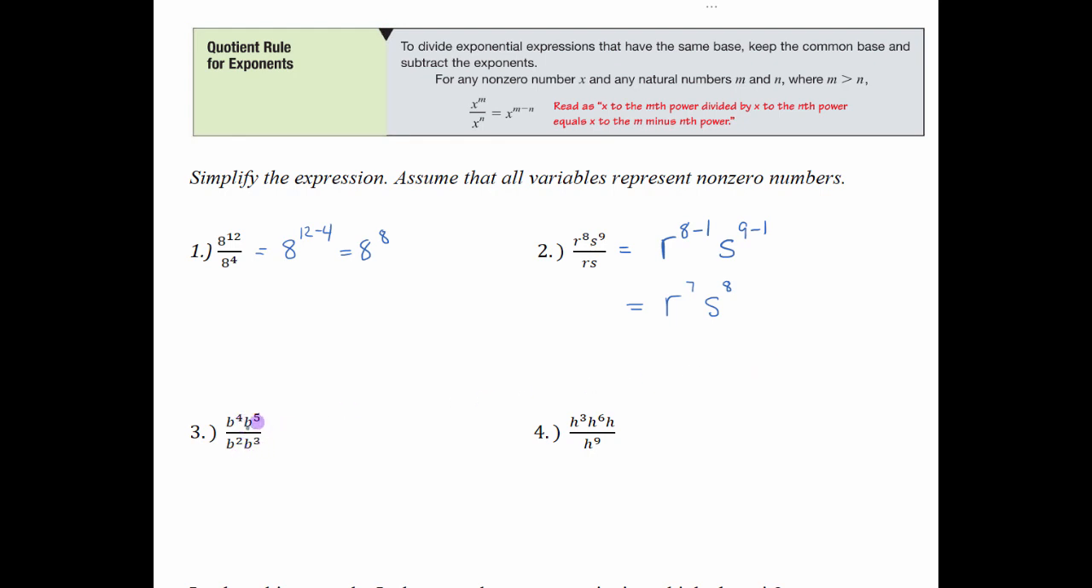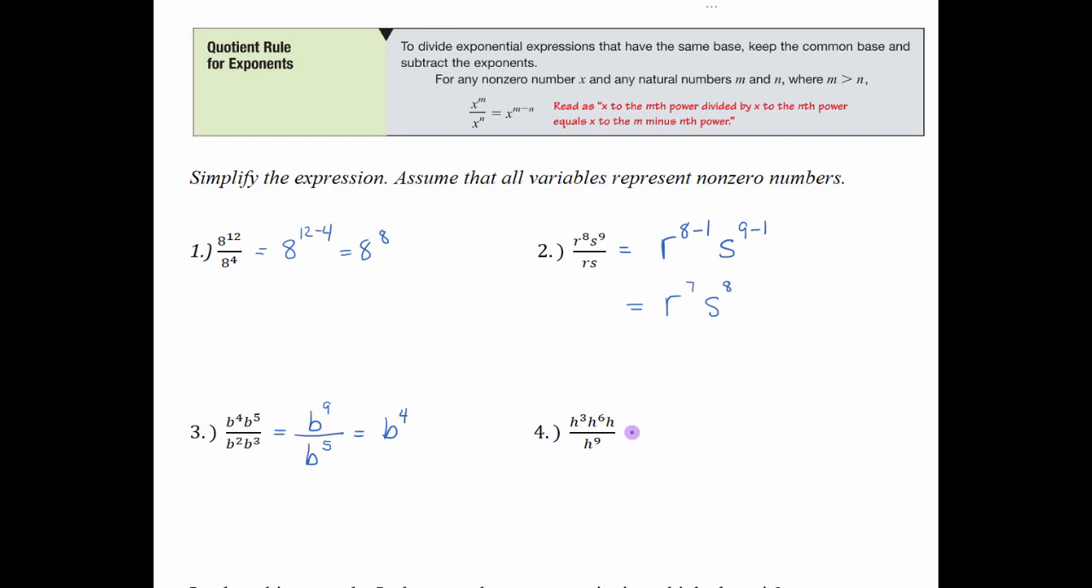Here I have b's on the top and b's on the bottom, and I can go ahead and put the b's together on the top and the bottom and then do my quotient rule. So we're going to use the multiplication rule first that we learned before, then the quotient rule. Well, let's see, this is going to be b to the 4 plus 5 is 9 over b to the 2 plus 3 is 5. And that is going to be b to the 9 minus 5 is 4. So made quick work out of that.